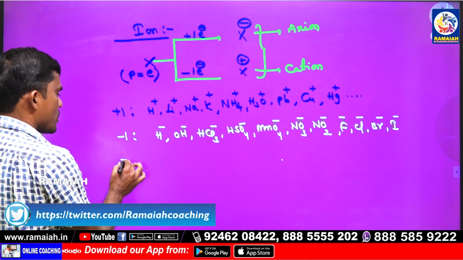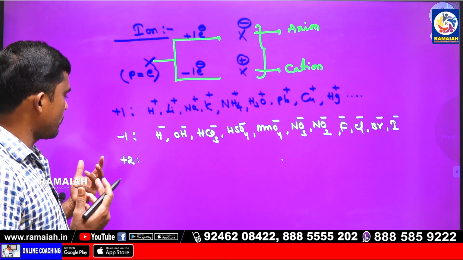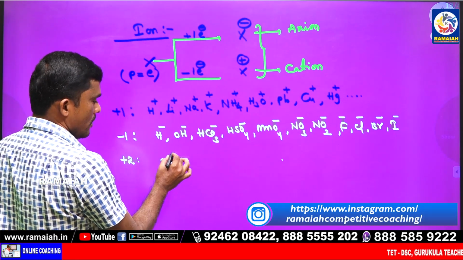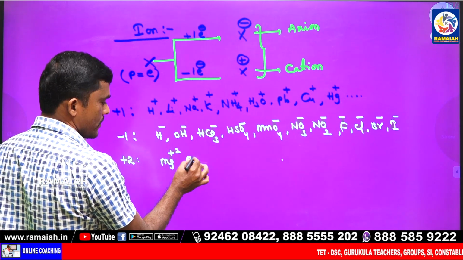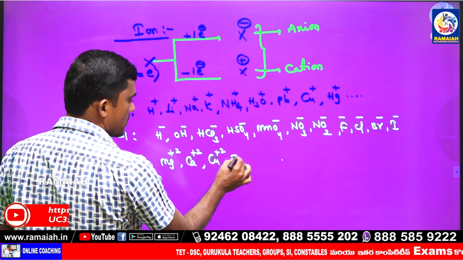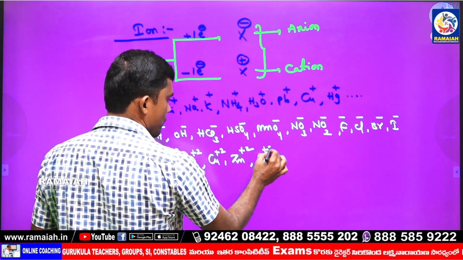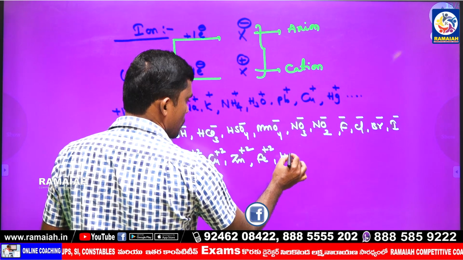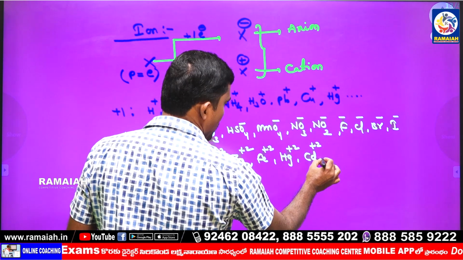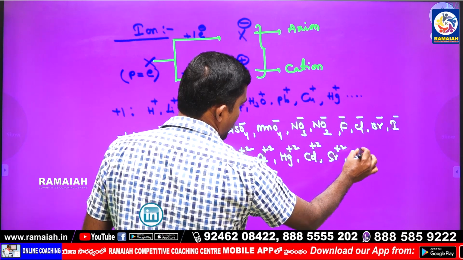Next one, +2 charged ions. So what are the examples of +2 charged ions? Example, Mg+2. Next Ca+2. Next Cu+2. Next Zn+2. Next Fe+2. Next Hg+2. Next Cd+2. Next Sr+2. Next Ba+2, etc.